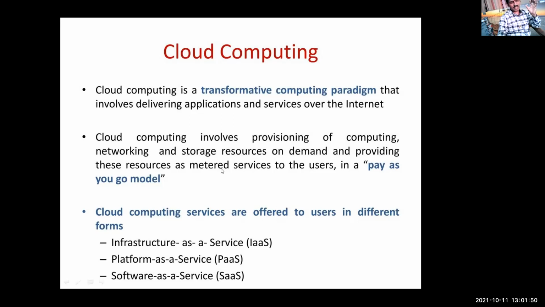Okay, cloud computing services are offered to users in different forms. There are 3 different forms. That is infrastructure as a service, IaaS. Second is platform as a service, PaaS. Next, software as a service, SaaS. These are the different services provided by the cloud: infrastructure as a service, platform as a service, software as a service. Okay, these are the different services provided by cloud computing.